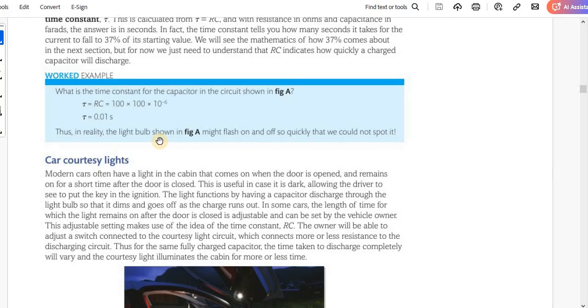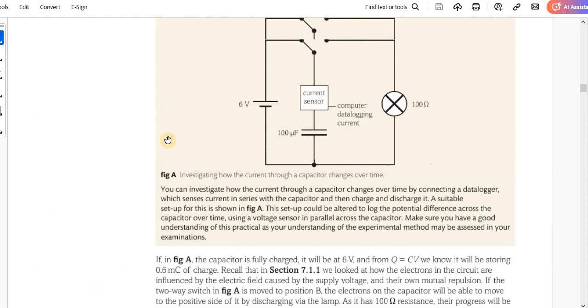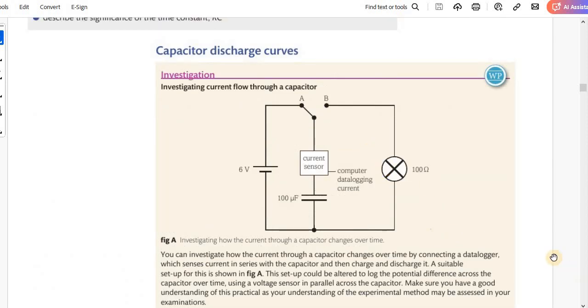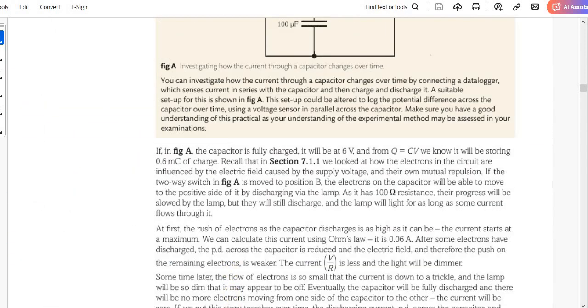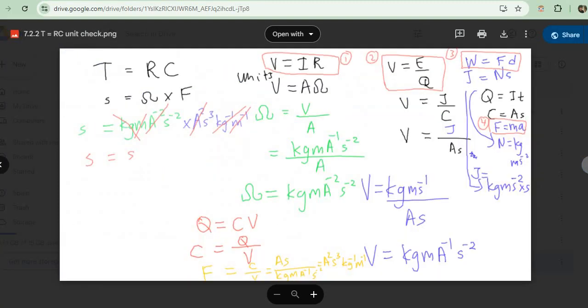Thus, in reality, the light bulb shown in figure A might flash on and off so quickly that we could not spot it, because this is a very short time. So when you discharge the capacitor through that lamp, you may not be able to see that the lamp turns on and then goes off, because it happens very quickly in such a short time. Okay, so that's the end of that.